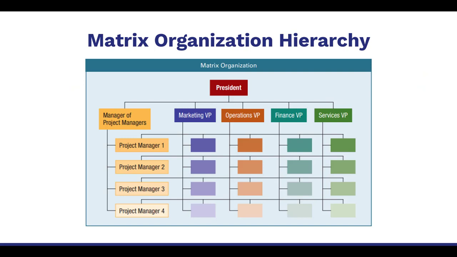Right here for a matrix organization, there's a hierarchy. There's a combination of functional managers and project managers. And to be honest with you, a matrix organization, that's typically what you're going to see with the majority of companies, Fortune 500 companies that are out there today.